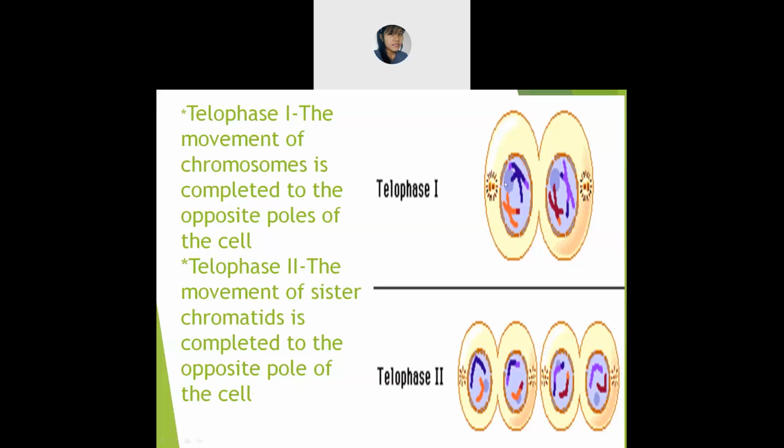Means the chromosomes, na, it will be near to this pole. This is the pole. Okay, so this is the pole, so the chromosomes, na, they will move towards this pole. The chromosomes will move nearer to the pole.